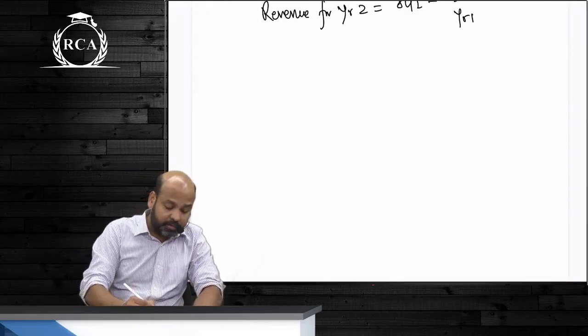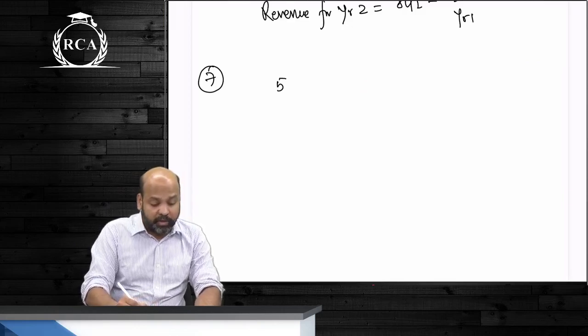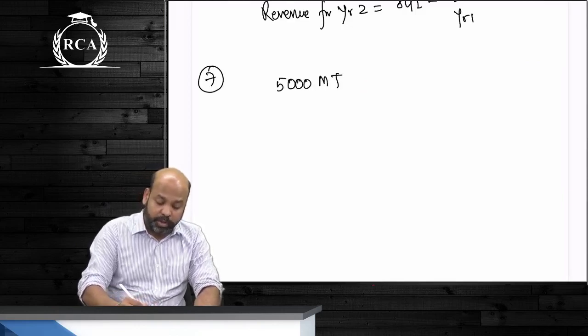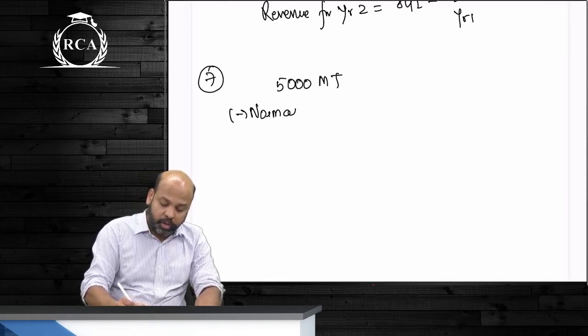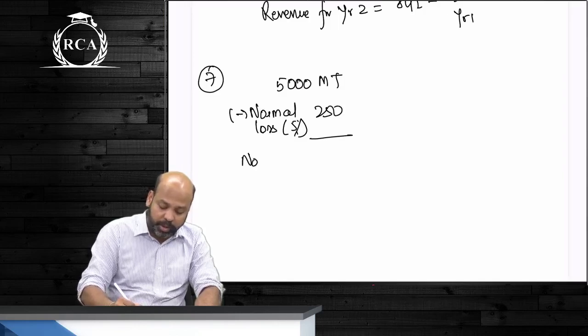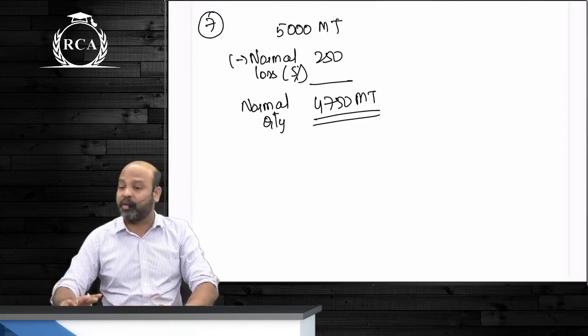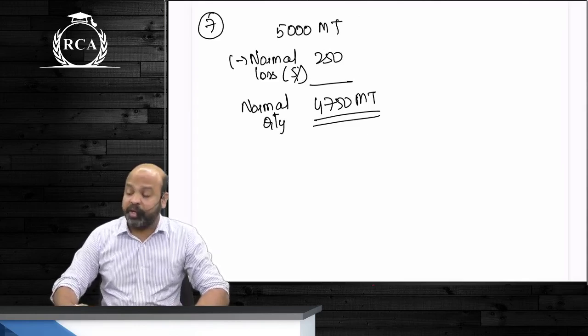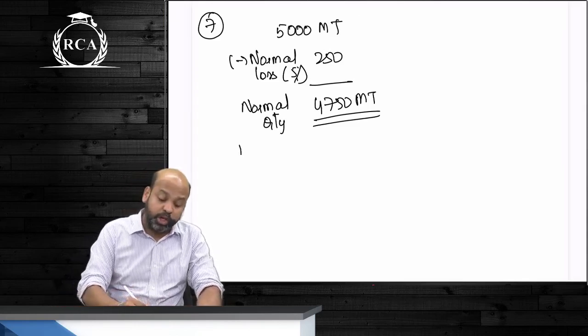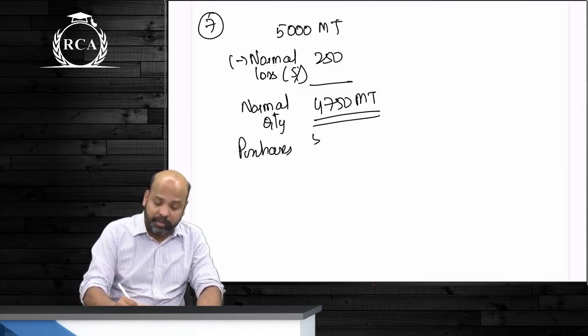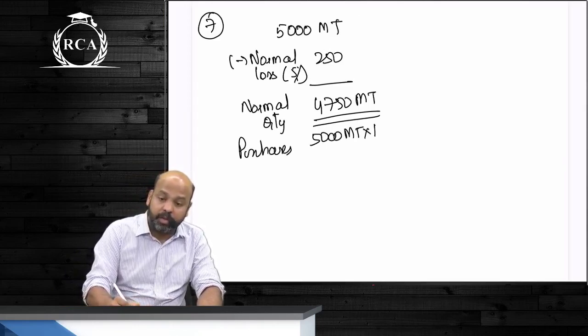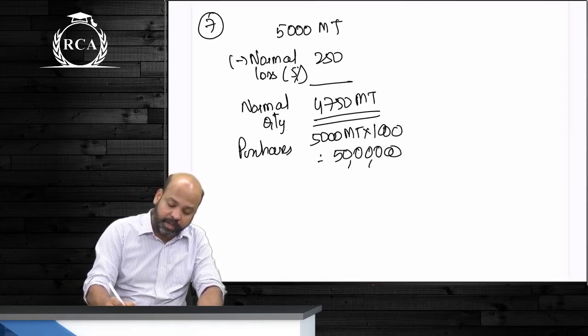Now talking about the inventory valuation, guys. 5,000 metric tons were purchased. What is the normal loss, beta? Normal loss, beta, is 5%, which is 250. What should have been the normal quantity? 4,750. As per accounting standard 2, guys, abnormal wastages should not be included in inventory valuation. Inventory should always be based on normal quantity. What is your total purchases? 5,000 metric tons we are buying, beta, at what price? 1,000. How much is this? 50 lakhs. What do you think will be the cost per metric ton?